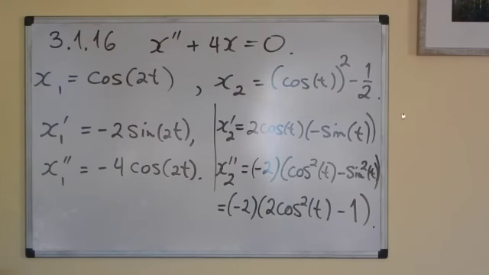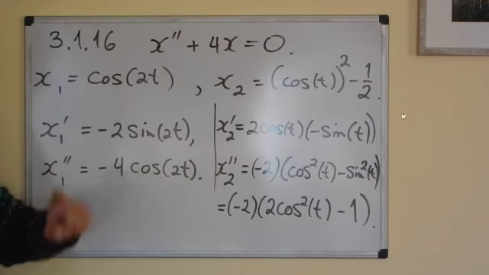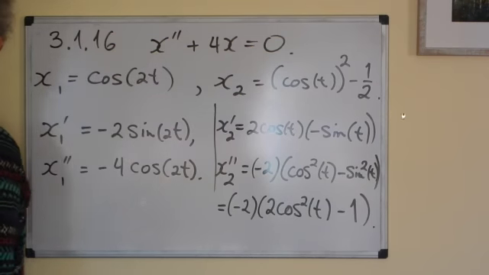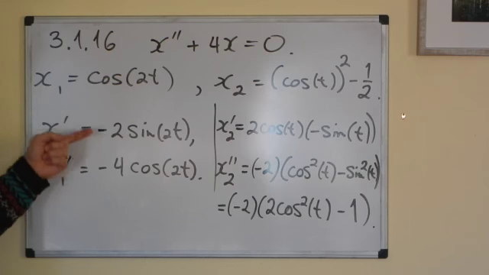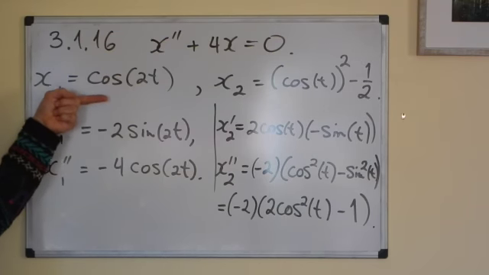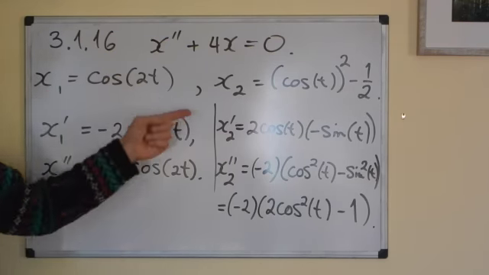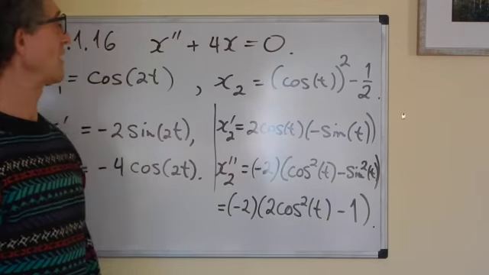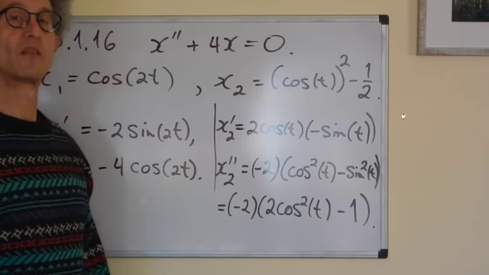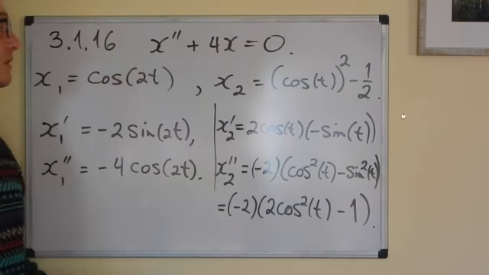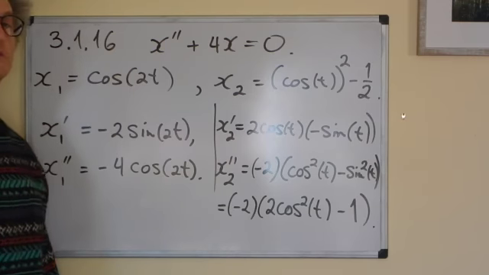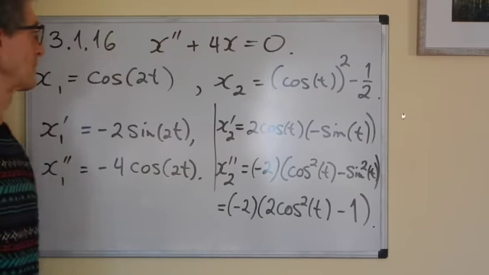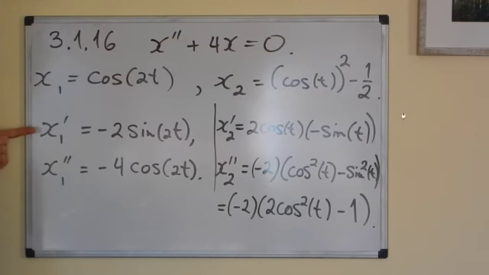Hello again. We are looking at problem 16 in section 3.1, and the equation is linear in x and homogeneous. We're supposed to check whether x1 = cosine 2t and x2 = cosine squared t minus 1/2 are solutions to this equation, and then whether linear combinations of these two solutions will provide all solutions. First, let's check whether they're solutions.